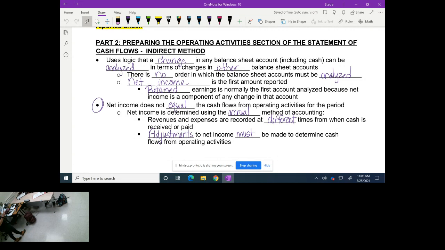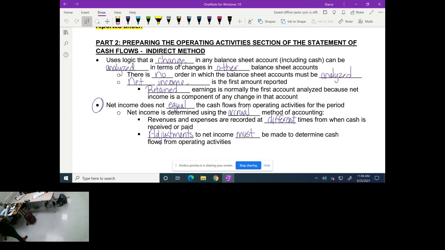So the first one, and the one that's the most involved, is the operating activity section. All right, so the indirect method uses the logic that a change in any balance sheet account, including cash, can be analyzed in terms of changes to other balance sheet accounts. There's no order that we have to look at the balance sheet accounts in.